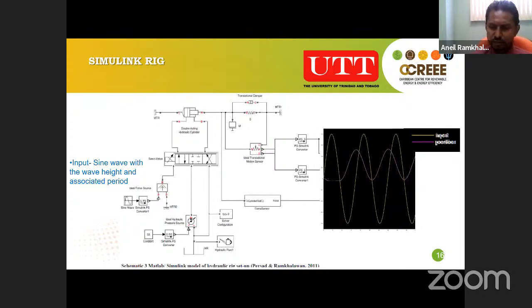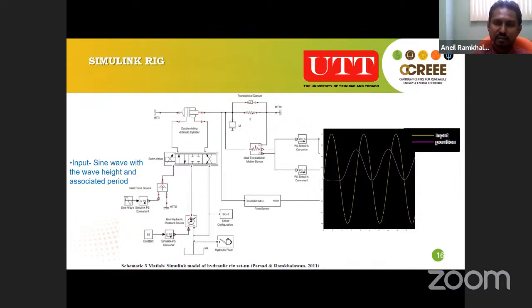Now, to ensure the sinusoidal output again, we looked at a sine wave input initially for this model, and you can see the results here for the input versus the output. So it was following a sinusoidal output. We also verified this using another software called Automation Studio.